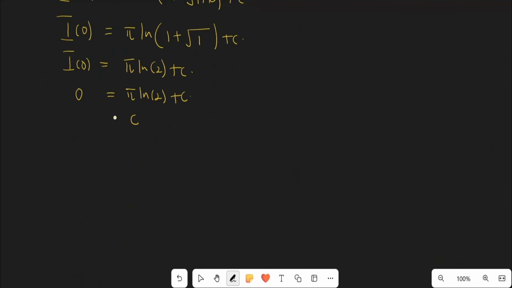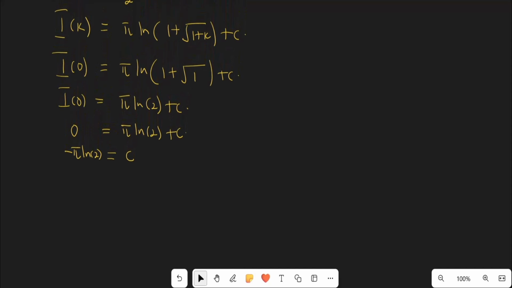And then c is equal to negative pi times the ln of 2, like this. So now that we have c, we can go back to I of k and then replace it. So we are going to have pi times the ln of 1 plus the square root of 1 plus k, and then plus c. And c is negative pi times the ln of 2.